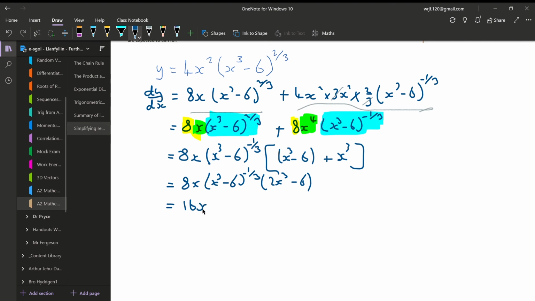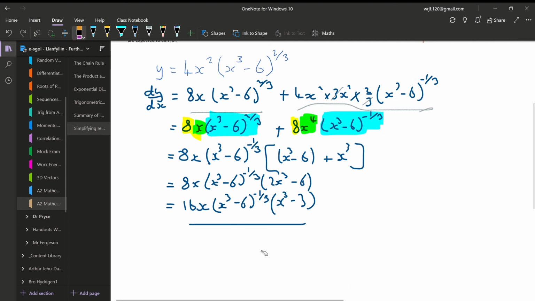The x isn't going to change. The x cubed minus 6 isn't going to change, nor is its power of minus a third. And then all I've got left is that bracket with the factor of 2 taken out of it, so that's going to leave me with an x cubed minus 3. Sorry about that cubed, I might just try and tidy that because that's the last bit. So there's my final answer. 16x... Oh, not quite a final answer, beg your pardon.